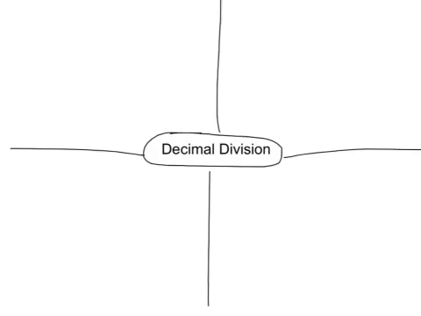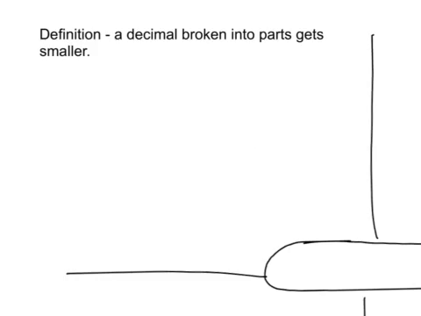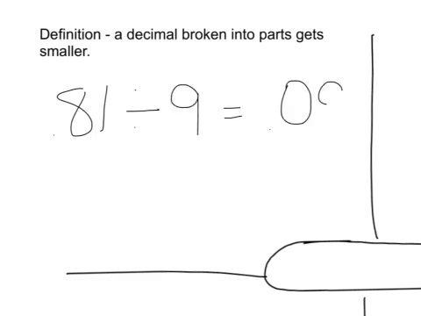Today I'm going to talk about decimal division, using whole numbers to divide decimals. Please fill in the center of your Frayer model with decimal division. Please write in the upper right-hand corner, a decimal broken into parts gets smaller. 81 hundredths divided by 9 equals 9 hundredths.